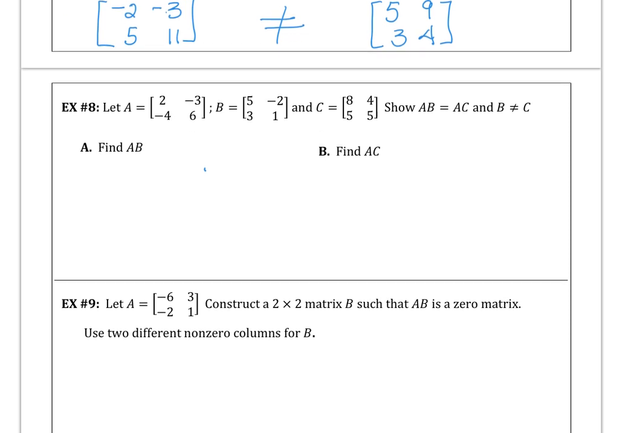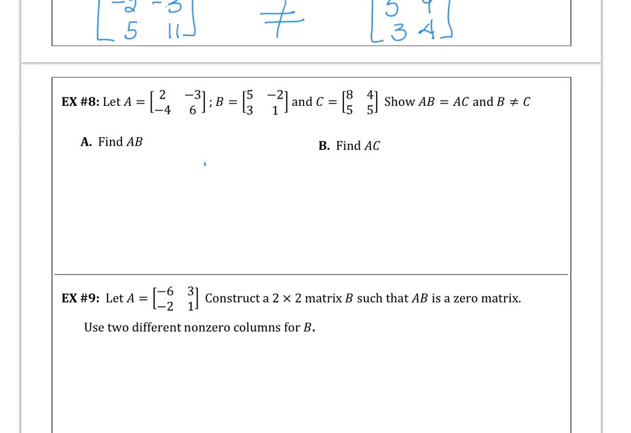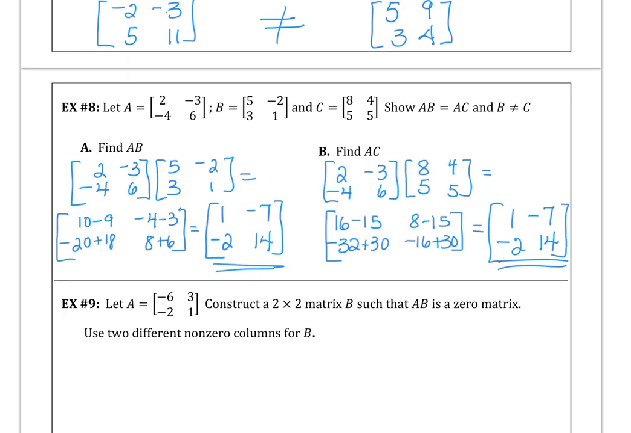Example 8, we've got A, B, and C, and we want to show that AB and AC are the same, but B and C are not equal to each other. You might want to give this a try on your own. And hopefully, if your work looks like my work, the product of A times B is 1, -7, -2, 14. And then the product of A times C ended up being identical to that. But matrix B, which is right here, is not the same as matrix C right here. But we did get the same 2 results in that matrix product.